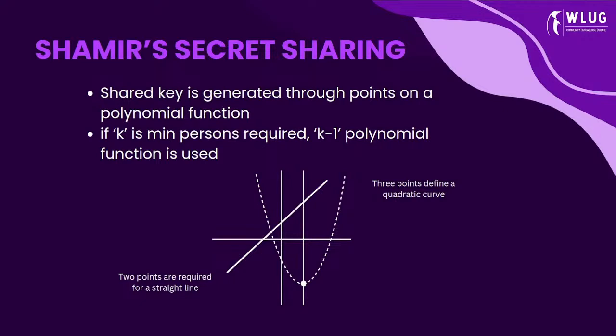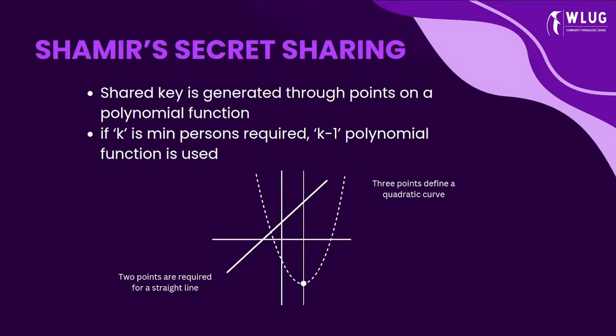So we can conclude that if k is the minimum number of persons required, a k minus 1 degree polynomial function is required, meaning the power of that polynomial function must be k minus 1. So in our case, 6 was the minimum number of persons required to come together, right? So you needed an x raised to 5 polynomial equation to effectively use Shamir's secret sharing.